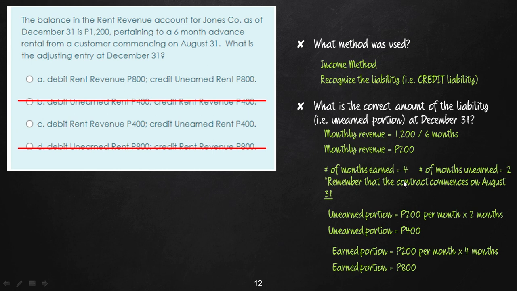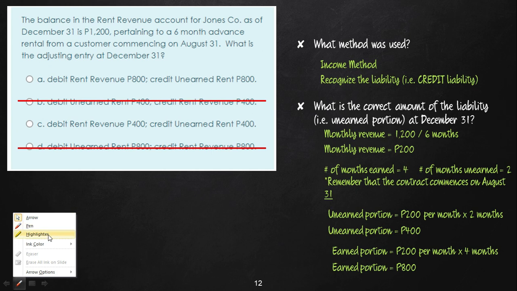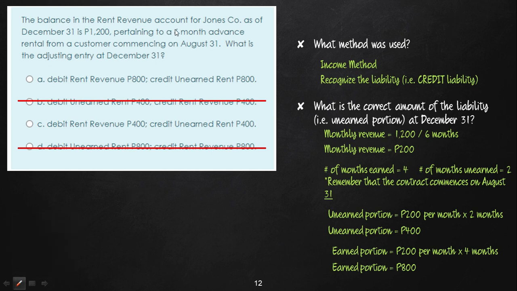Now, before we review what the correct answer is, one thing you can use to help check if your answer is right, although it will not assure you, is to add the number of months earned and the number of months unearned. It will equal the number of months in the coverage. Let me highlight that, class. It is 6 months. So, 4 plus 2 equals 6.